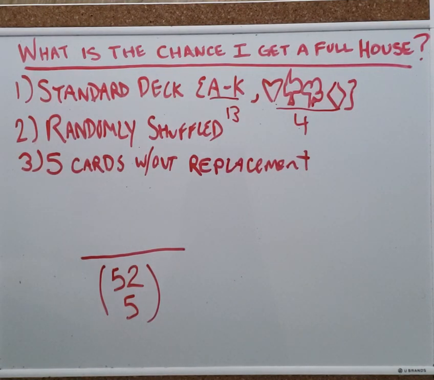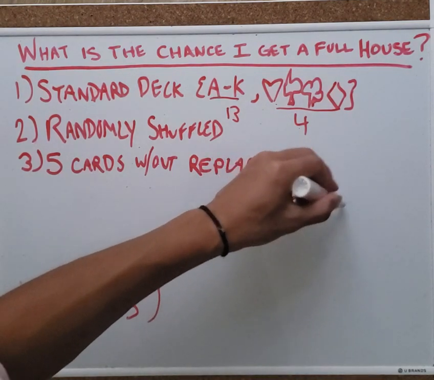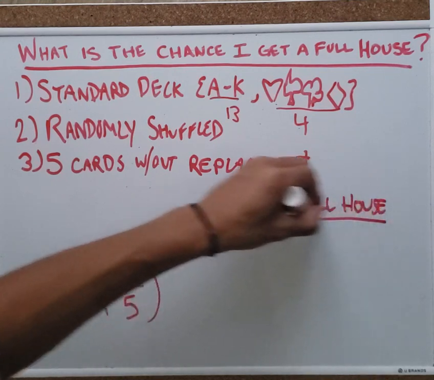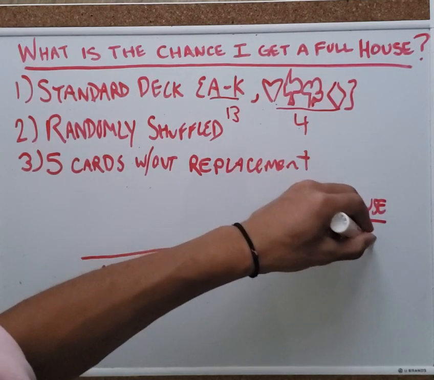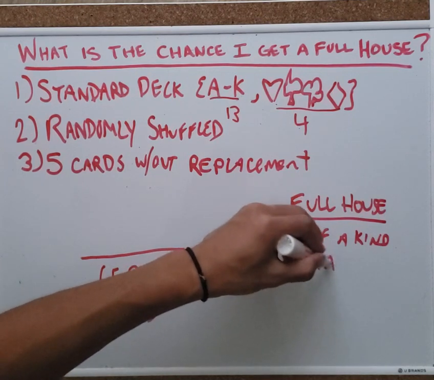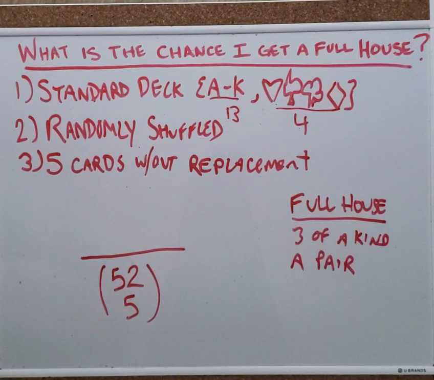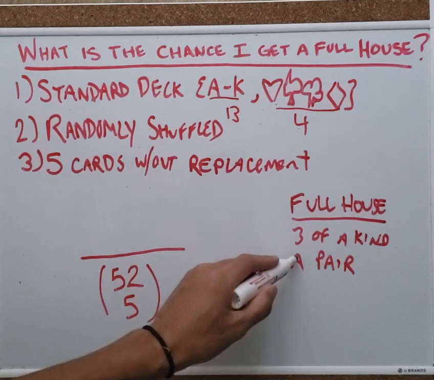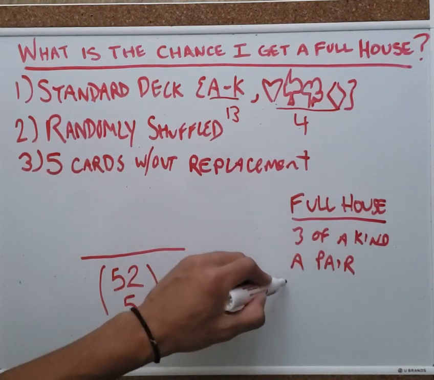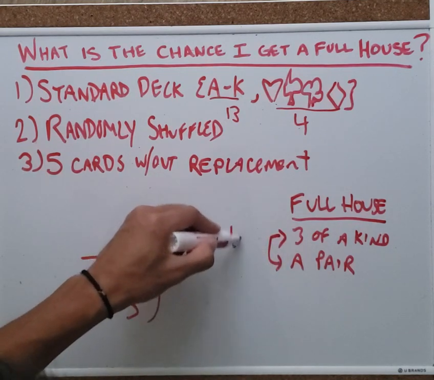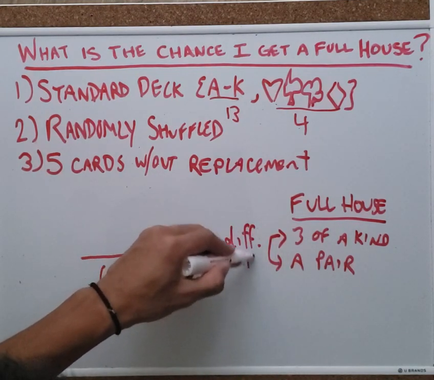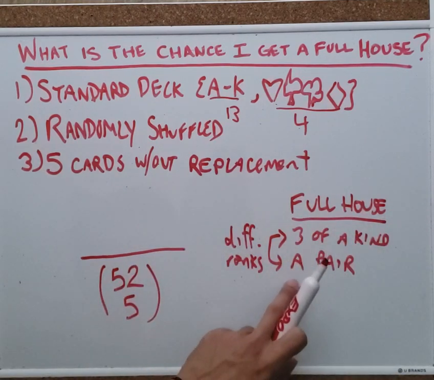Let's figure out what goes on the top. That is, figure out how many possible full houses there are. To do this, let's take a look at the composition of a full house. A full house is just a 3 of a kind and a pair. One caveat is that the pair and the 3 of a kind are not matching in ranks. So these are different ranks. You can't have 3 aces and then a pair of aces.